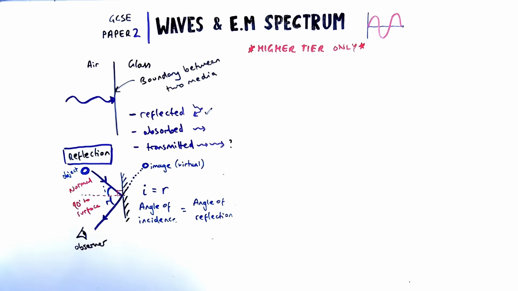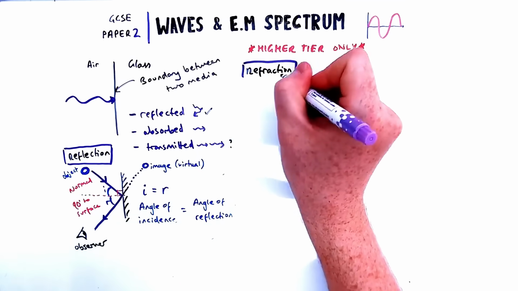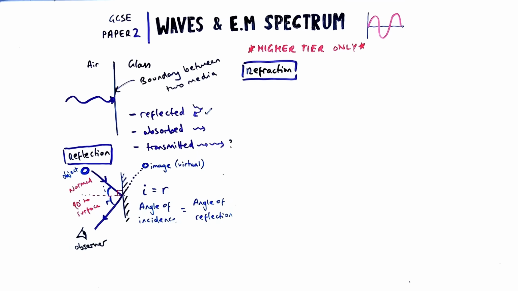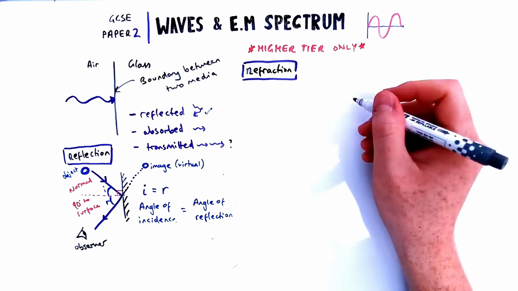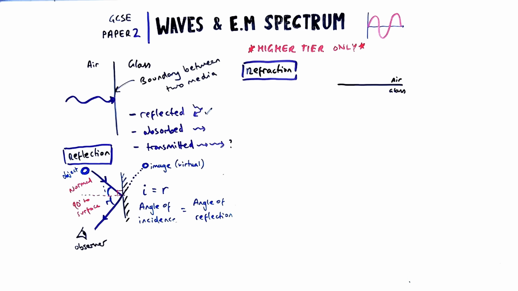It's not actually there. So reflection and what we're going to look at next, refraction, are examples of higher tier topics. Not separate science only, but topics you'd only find on a higher tier paper. So refraction is an example of what happens when a wave gets transmitted through a different material. Transmitted sort of means just let through.